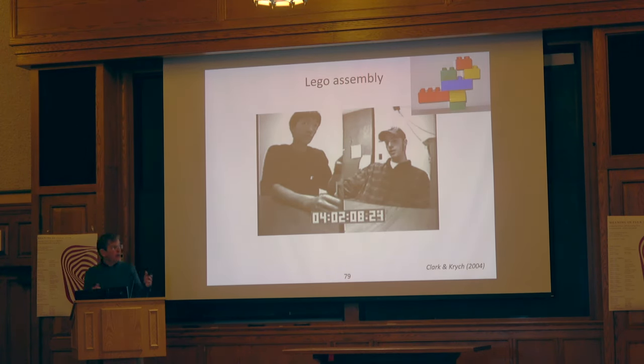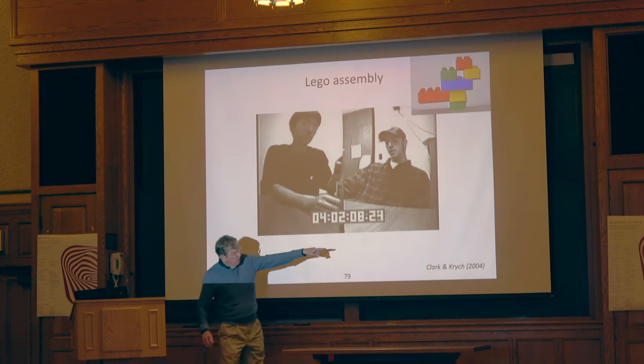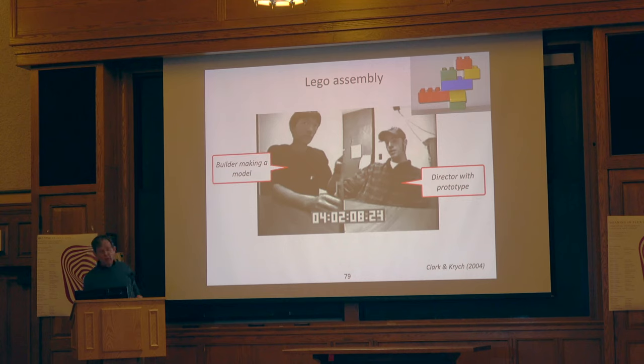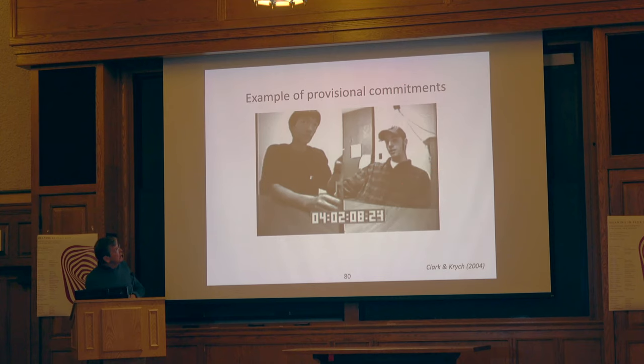I'm going to take data from an old experiment by Crick and myself, in which the people were sitting at the two ends of the table. So this may not look like it, but that guy is at one end of the table, and the other guy is at the other end of the table, looking at each other. This guy has a prototype, and he's telling the other guy how to make a model of that prototype.